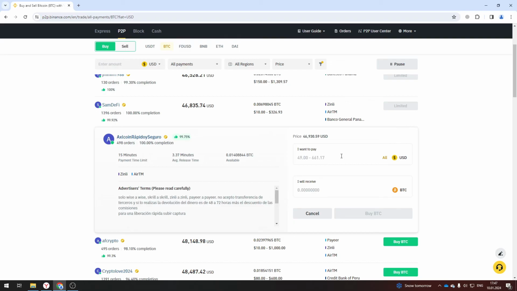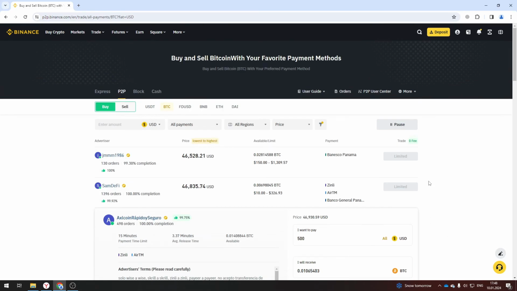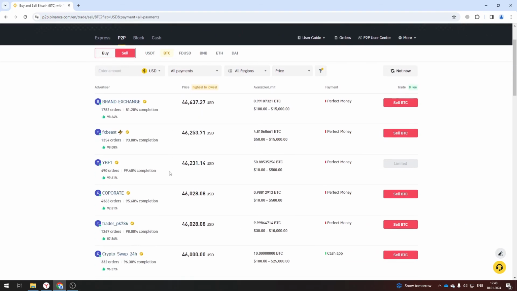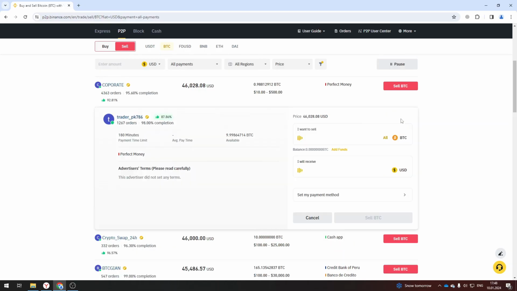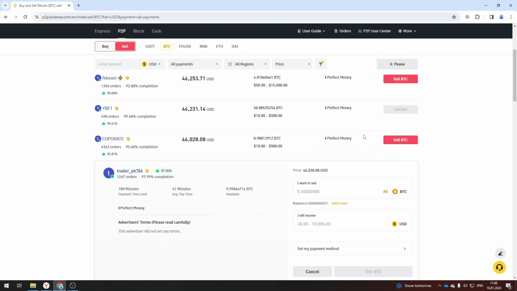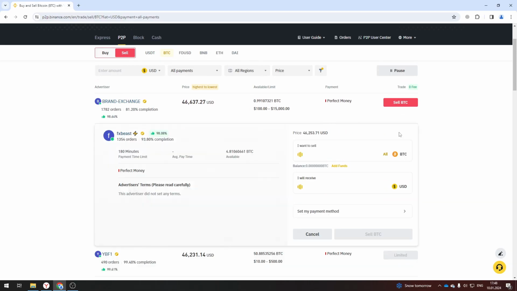Then click Buy, transfer the money to the seller, and after checking it, he will send you Bitcoin to your wallet. In the same way, you can sell Bitcoin, click Sell and see the offers. Also check everything and then make a deal. Always be careful in P2P because there are scammers here. That's all. All this can also be repeated on the phone.